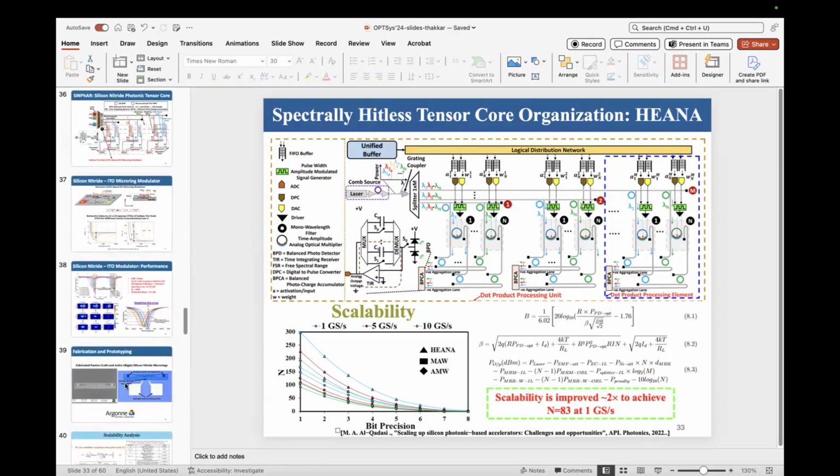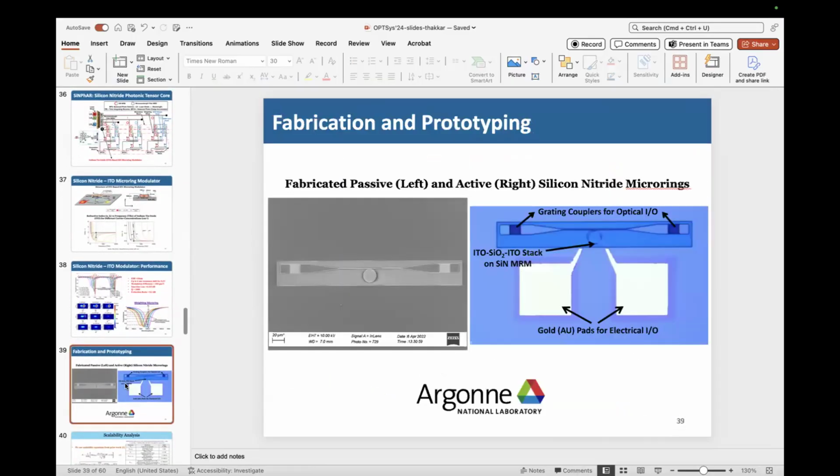ITO is a very bad material for CMOS compatibility, because it causes degassing issues in the instruments, and it's very bad. So people go away from ITO. They wouldn't want it in the vicinity of the regular CMOS. So this was done at the NanoFab facilities we had access to at Argonne National Lab.